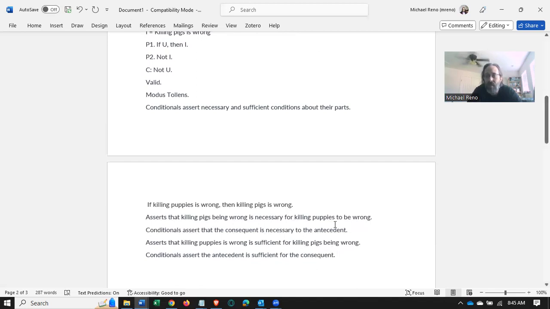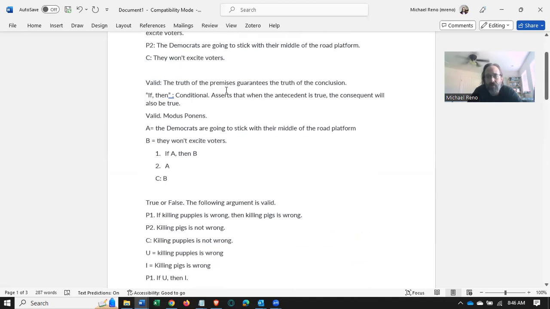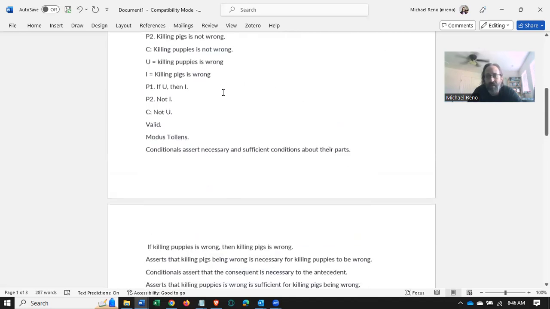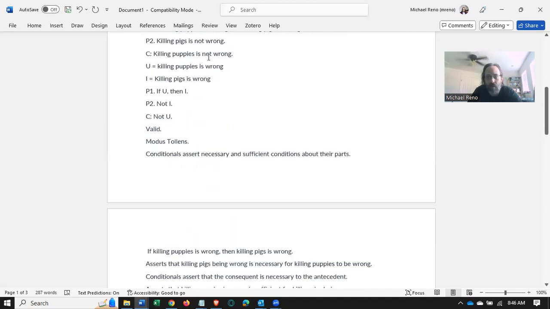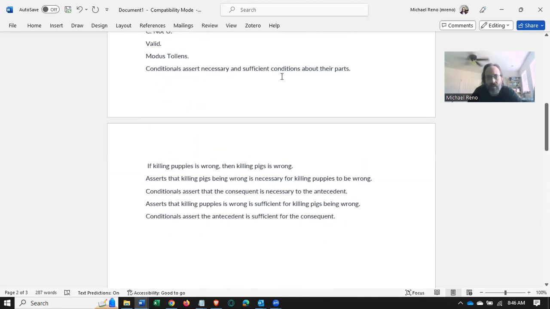So again, let me stop here. We've now gone through in these two videos two different valid argument forms, that is modus ponens and modus tollens, but both of them depend on you understanding what a conditional actually says. Conditionals assert necessary and sufficient conditions about their parts. Here's a summary of that.